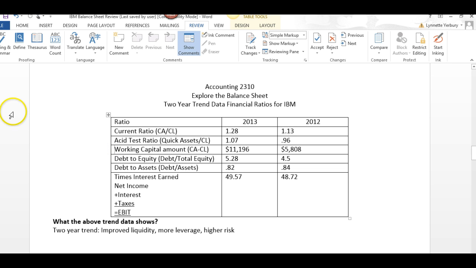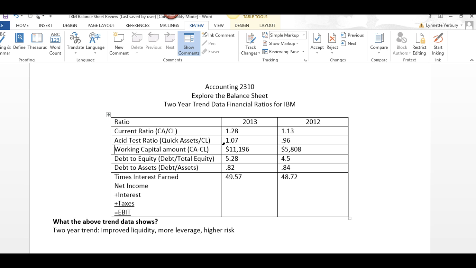Notice in 2012, IBM was at 1.13, which means for every dollar they had in current liabilities, they had $1.13 in current assets to pay them off with. And there's an improvement. In 2013, for every dollar they have in current liabilities, they have $1.28. The ratio is still a little weak, just in my opinion, but it shows improvement from 12 to 13. The quick ratio is a more stringent test, as it's just quick assets divided by current liabilities. And again, you can see improvement from 2012 to 2013.